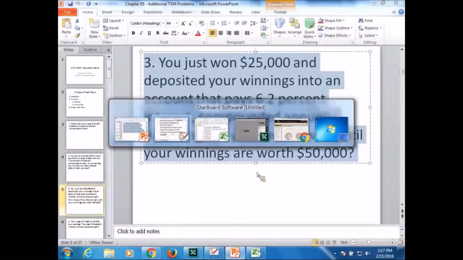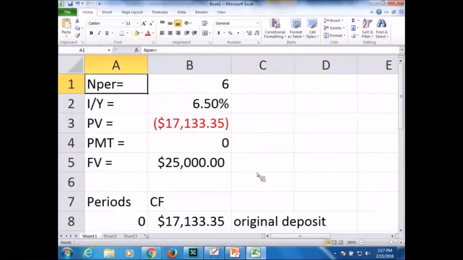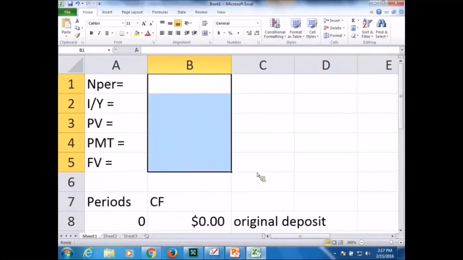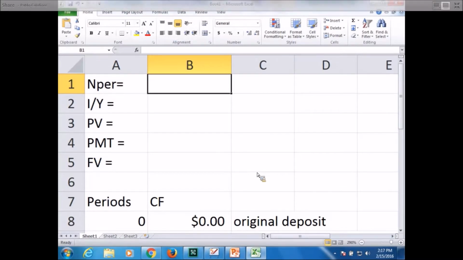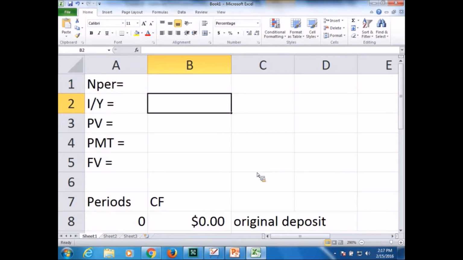So there are two ways. We're going to see both, but I'll show you later. There's a shortcut called the rule of 72 for the time to double something. So first, let's do it with the calculator. NPER is the unknown. We know that the rate is 6.2%.